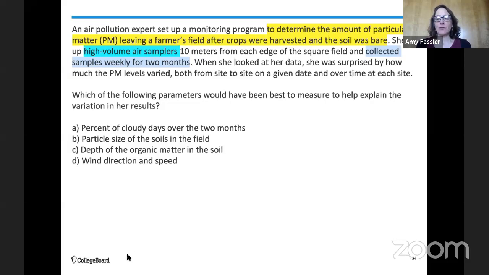She set up high volume air samplers 10 meters from the edge of each square field and collected samples weekly for 2 months. When she looked at her data, she was surprised by how much the PM levels varied, both from site to site on a given day and over time at each site. Which of the following parameters would have been the best to measure to help her explain the variation in her results? And again, let's reread the variations. She was surprised how much the data varied from one site to another and from one day to another.